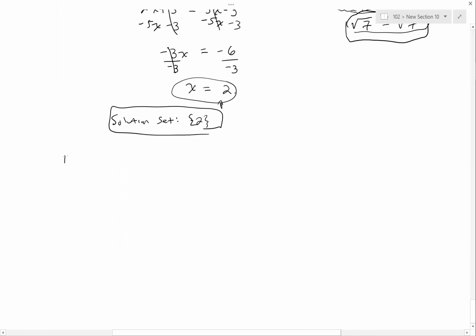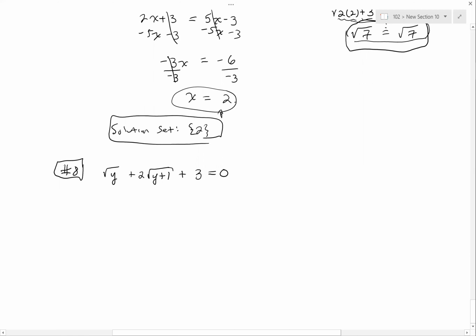Now let's look at number 8 on the handout. Number 8 on the handout is as follows. So I'm looking to solve this equation. The first step in this case is not done for us. I have to isolate a radical. It is your choice which radical you want to isolate.